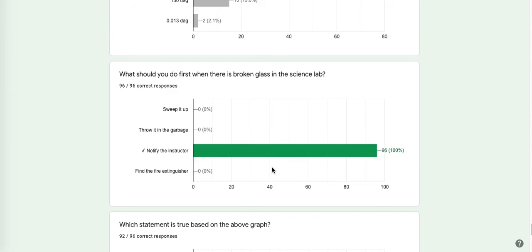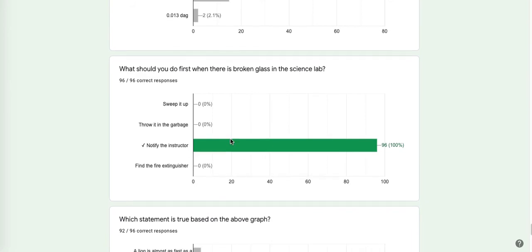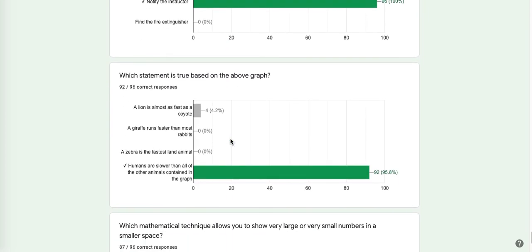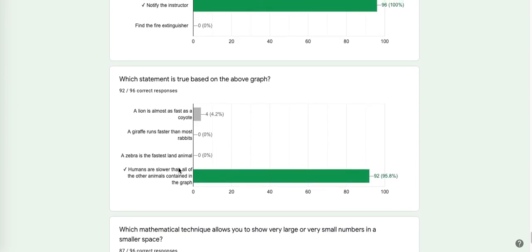What should you do when there's broken glass in the science lab? 100% of you got this right. Notify the instructor. Which statement is true based on the above graph? I don't have the graph here, but the correct answer was humans are slower than the other animals contained in the graph.